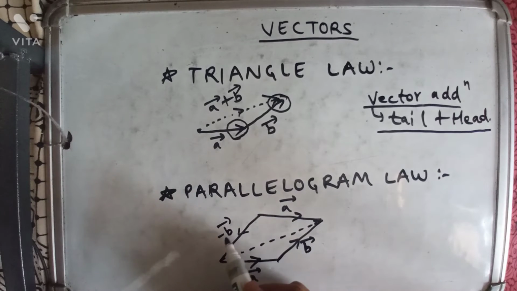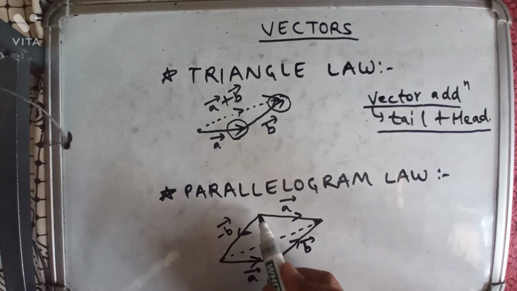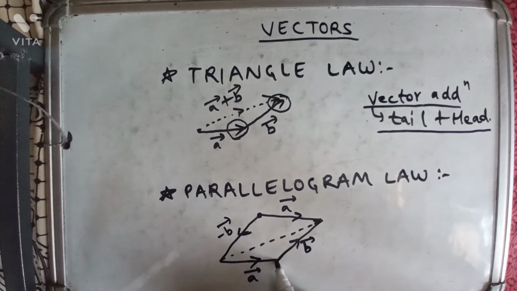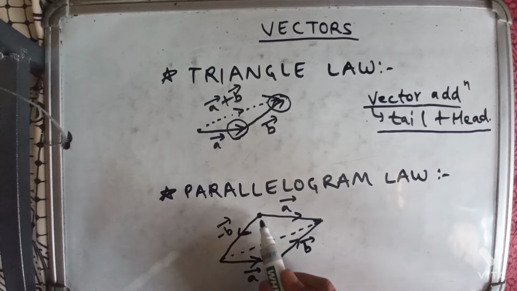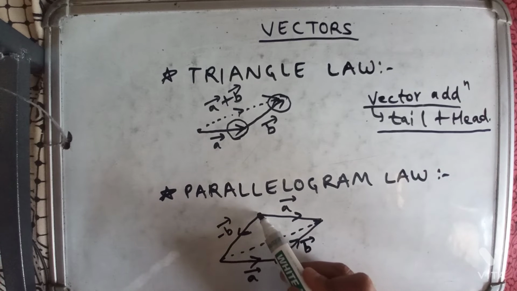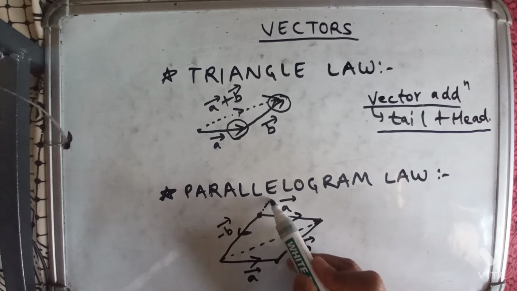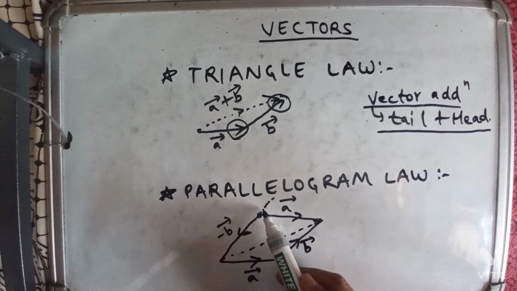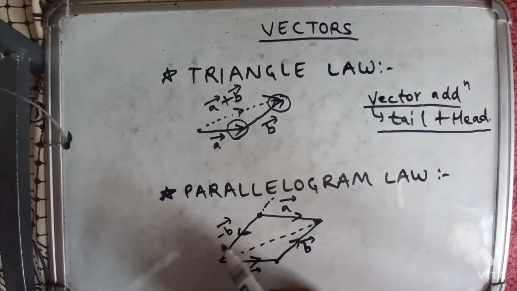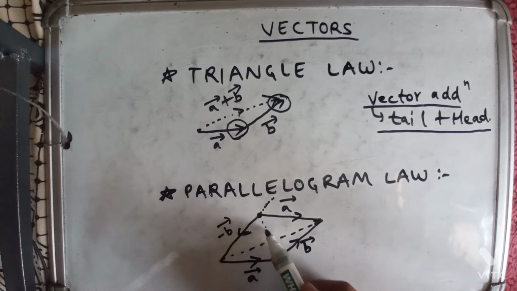Why have we done this? We have written minus B, the opposite sign, because the tails of both are joining. In this case there is the head and tail of the second one, but in this case these are both tails. So we will just extend this towards this, and now this is the opposite direction of B, so we have written minus B.